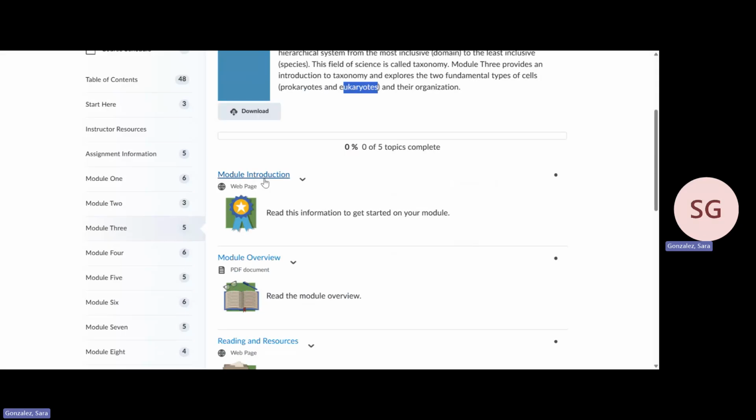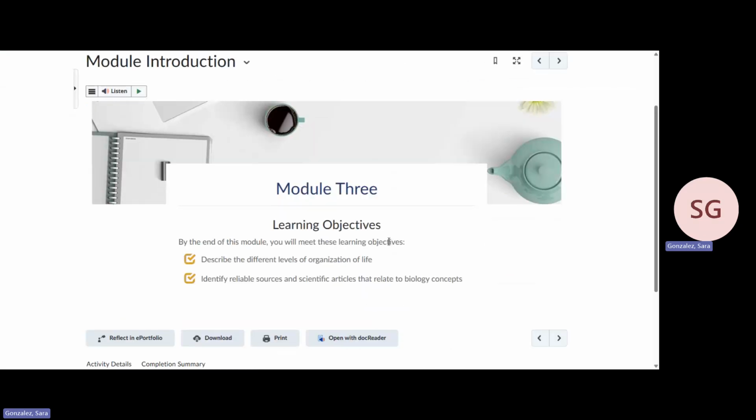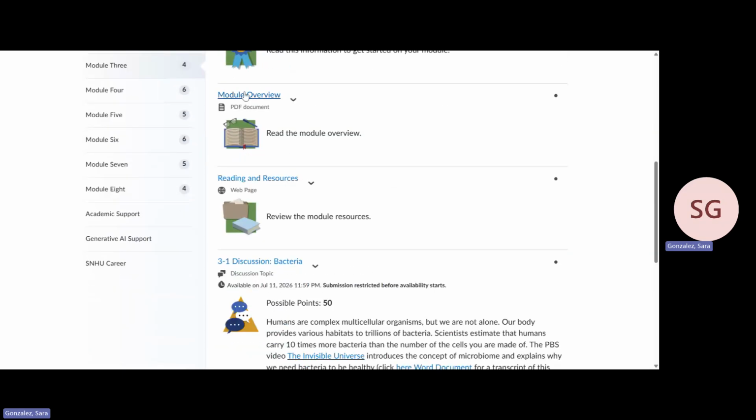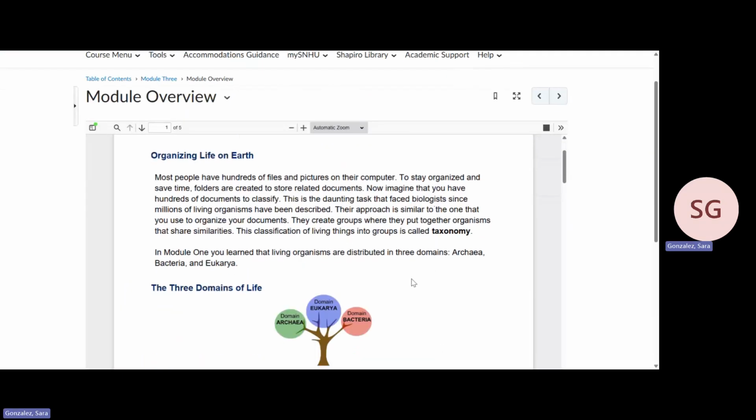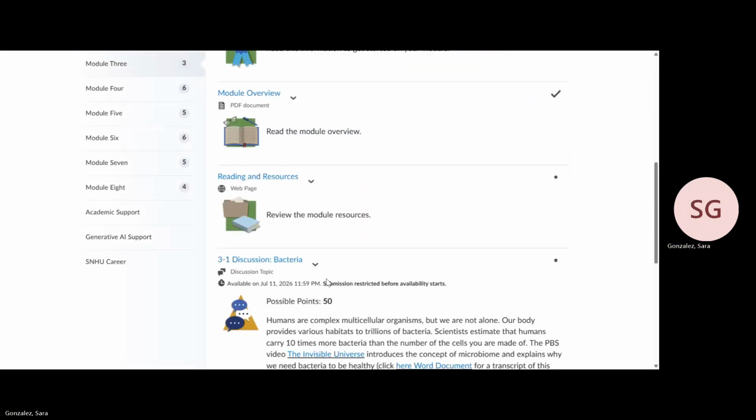So the module introduction here, again, is looking at different objectives in terms of level of organization and articles and biological concepts as well. The overview here, you can take a look at the overview, just looking at the three main classifications of biology in terms of the domains of life: archaea, eukarya, and bacterium, or bacteria.